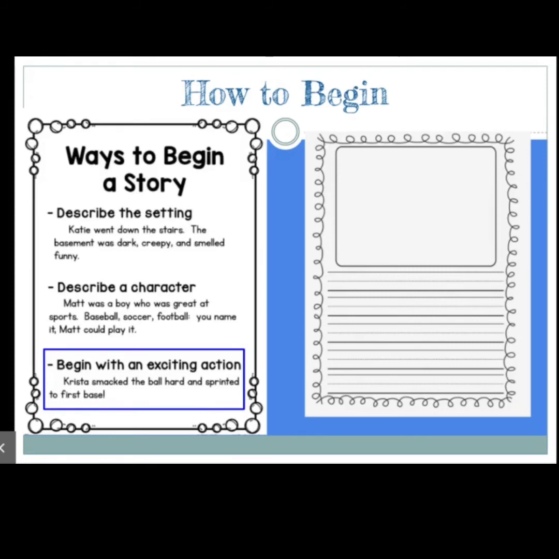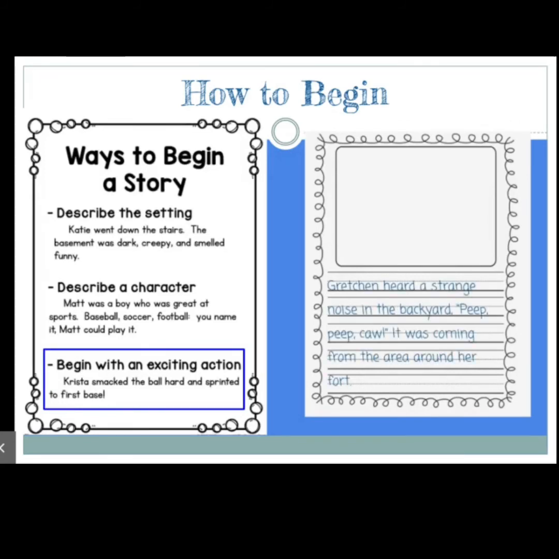Here's an example. Krista smacked the ball hard and sprinted to first base. Ooh, what a great beginning of a story. That really gives me lots of clues as to what's happening at the beginning of the story. We have a character named Krista. She obviously plays baseball or softball. She hit the ball hard and ran to first base. So that really does give me a picture. Now, what if I use that idea for my Gretchen story? Maybe my Gretchen story could start off like this.